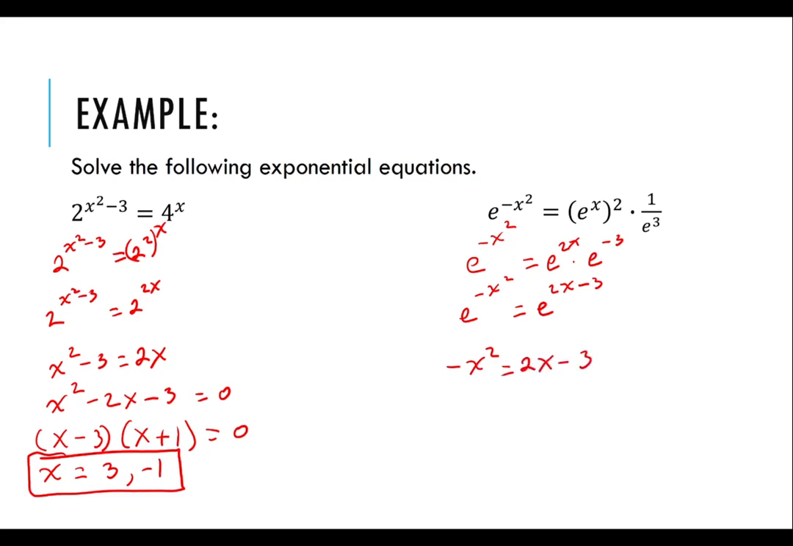Now I have a quadratic again, and I can solve this. I'm going to move the negative x squared over, and that's going to give me x squared plus 2x minus 3. I see that this will factor as well. This factors as x plus 3 times x minus 1. Negative 1 times 3 is negative 3. Negative 1 plus 3 is positive 2, and x times x is x squared. So I get that x is equal to negative 3 and positive 1.